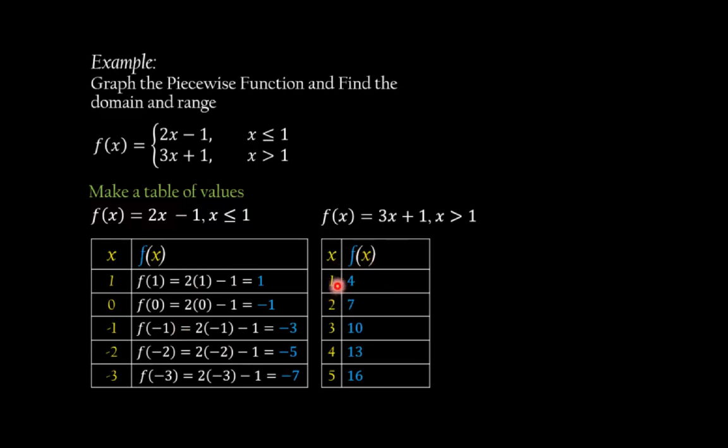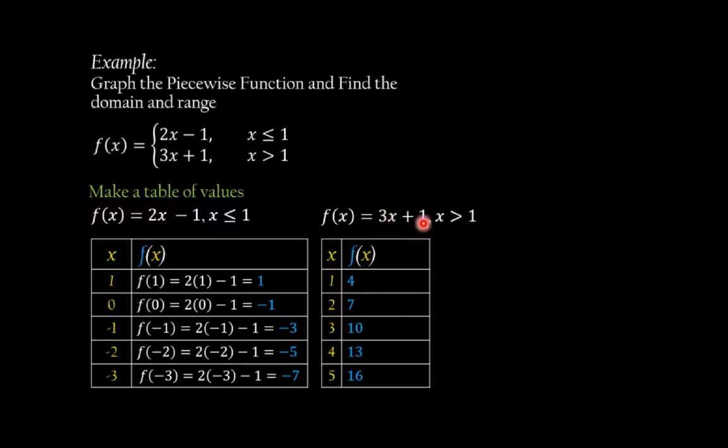If you plug in 1, try nyo i-plug in yung 1 dito. So, 3 times 1 plus 1. So, that would be 4. Okay? By the way, yung x greater than 1, sinama ko si 1 dito. Though 1 in here is not an including number. So, ibig sabihin, mamaya, itong si 1, kapag pinlat natin, hindi siya dotted points. Ito ay open circle. Okay? So, 1, 4.